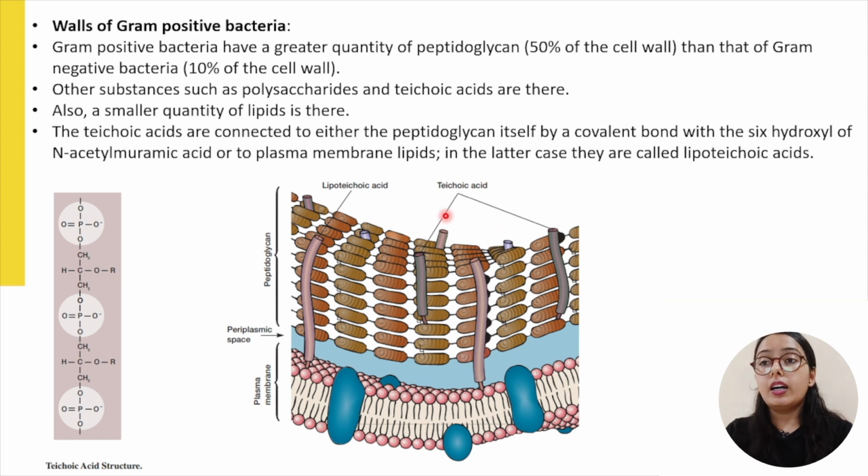And when these teichoic acids are linked to the plasma membrane with the help of lipids, such an arrangement is called lipoteichoic acid. So, as we said, the teichoic acids are connected either to the peptidoglycan itself by a covalent bond with a 6-hydroxyl group of N-acetyl muramic acid, or to the plasma membrane lipids. When teichoic acid is linked to the plasma membrane lipids, such a case is called lipoteichoic acid.